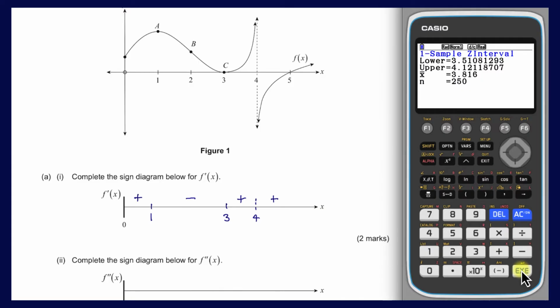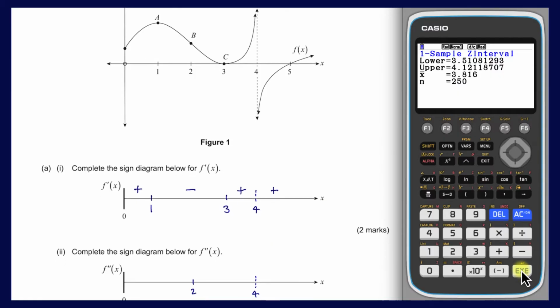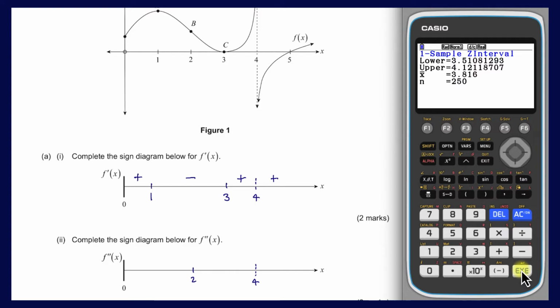Next up, we're going to do the same bit of thinking around the second derivative, but this time the critical value will be at 2, where the second derivative is 0 because there is an inflection point, and the other critical value will also be at 4. Once again, with the asymptote creating some discontinuity. You can see that's not quite on the screen there. Let me just slide that up a little further.